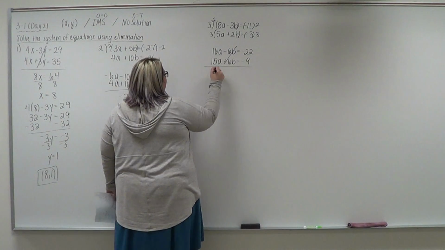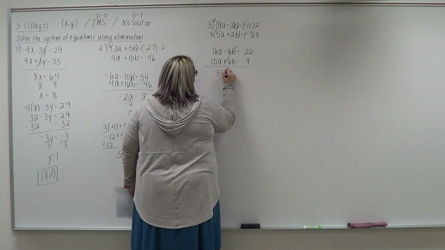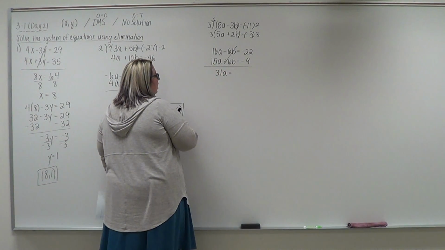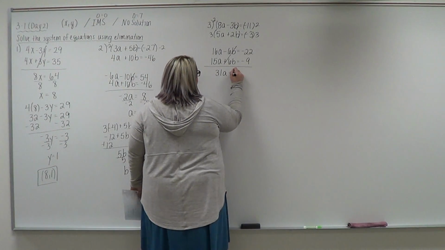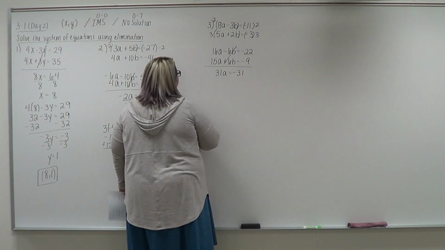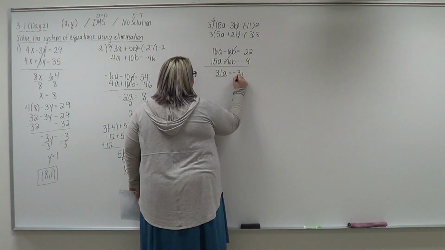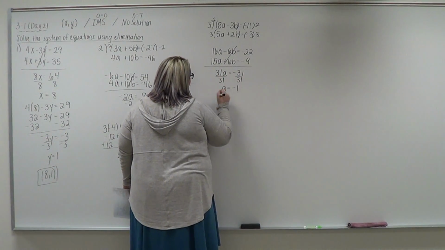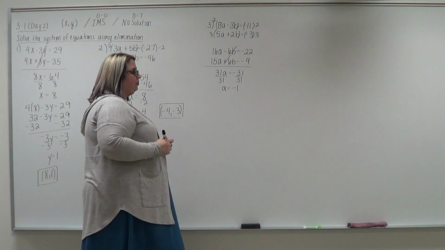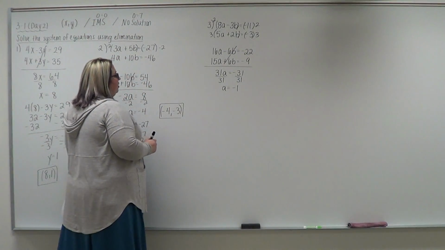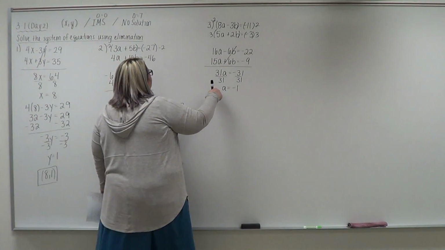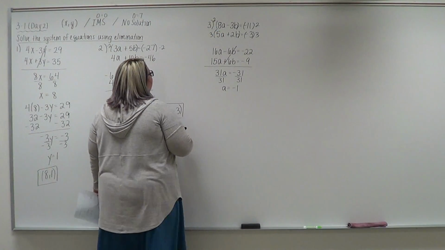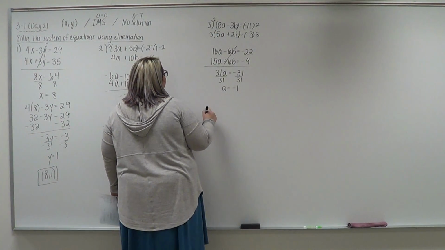16a plus 15a is 31a. Negative 22 and negative 9 is negative 31. Divide by 31. A equals negative 1. Then to find b, plug this in to either the first one or the second one. So this time I'm going to do the second one.